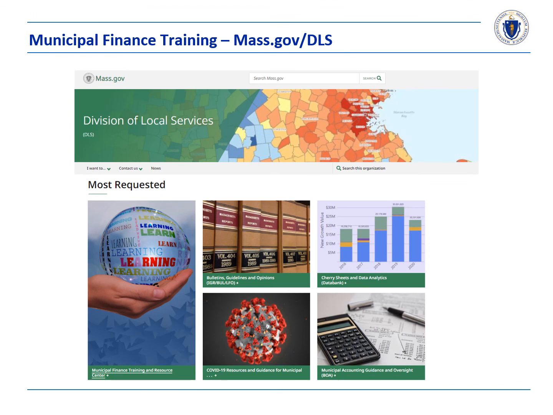If you have any questions on how to complete the new balance sheet checklist or any other balance sheet forms, please contact your Bureau of Accounts field representative. Contact information and additional resources can be found at mass.gov/DLS.